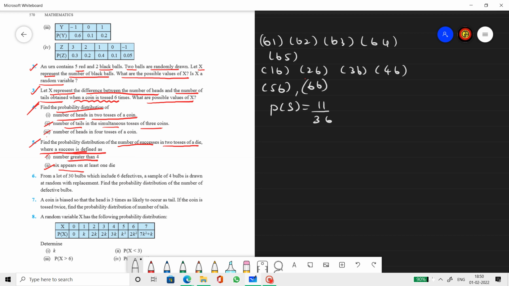If you take 2 tosses together, it's not like how we did the previous questions. Now this is success here. So what is failure then? Failure is 1 minus that. 1 minus 11 by 36, which is 25 by 36.